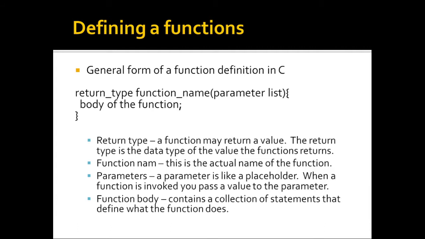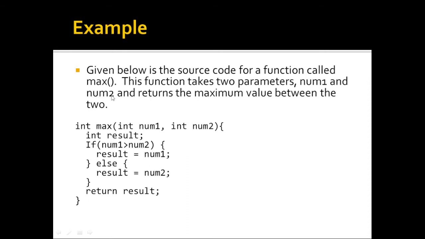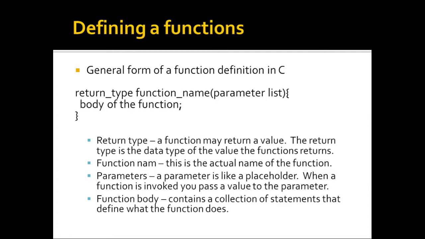How do we define a function? The general form of a function definition in C is shown here. We have the return type, followed by the name of the function, and then the parameter list. Then an open curly brace. So we have the function block, and in the middle will be the body of the function.